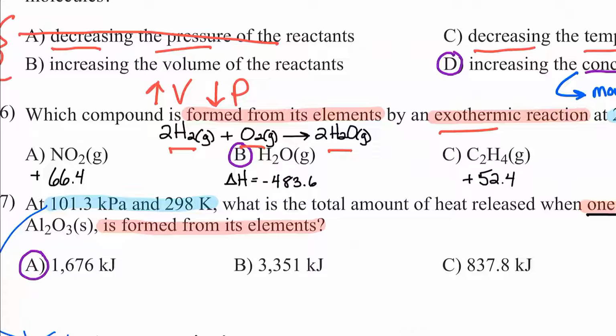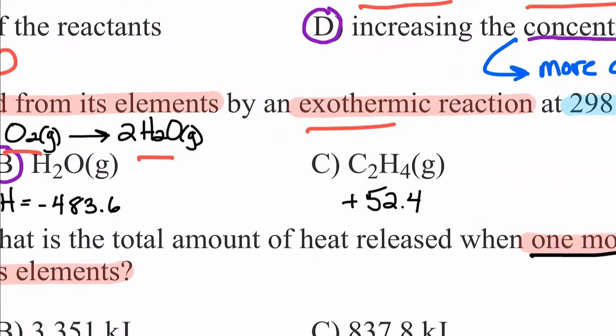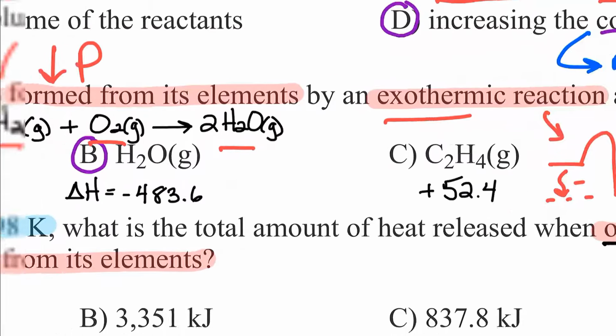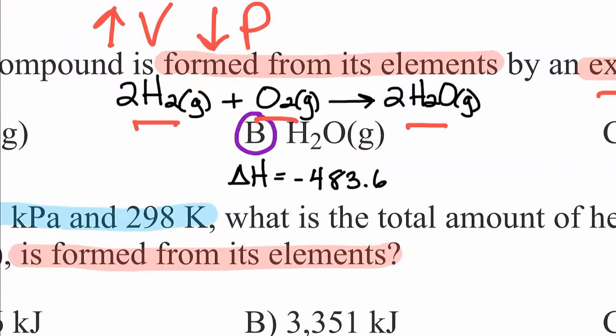We should all know that's a negative delta H, and it's because it's multiple choice. You can look all four of these up and see which one's different, but if you know that exothermic means that you're going down, your delta H is going to be a negative value. And so the only choice there with a negative delta H is choice B.